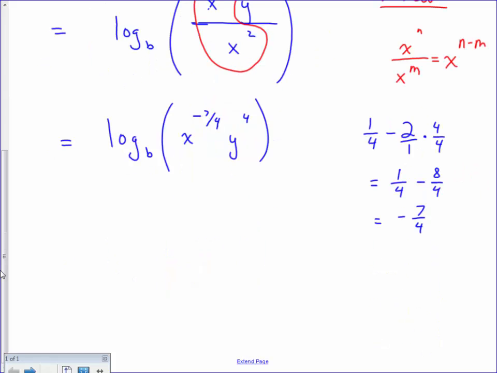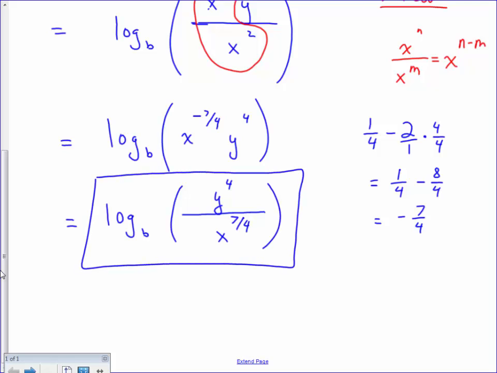I also have another rule of exponents that we've used in our prior section that says if you have a negative exponent, to rewrite it as a positive, then you would basically drop it to the bottom of your fraction and make the exponent positive. So here I'm going to keep the y to the 4th on the top, and then to make the exponent on the x to the negative 7/4 positive, I would drop that to the bottom and then just change the sign on the exponent. This would be my final answer.